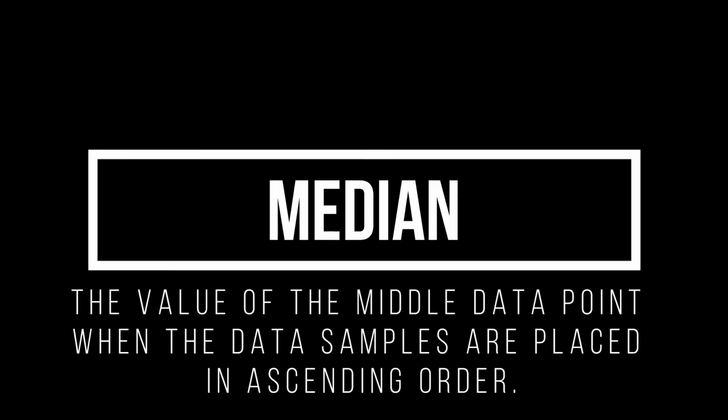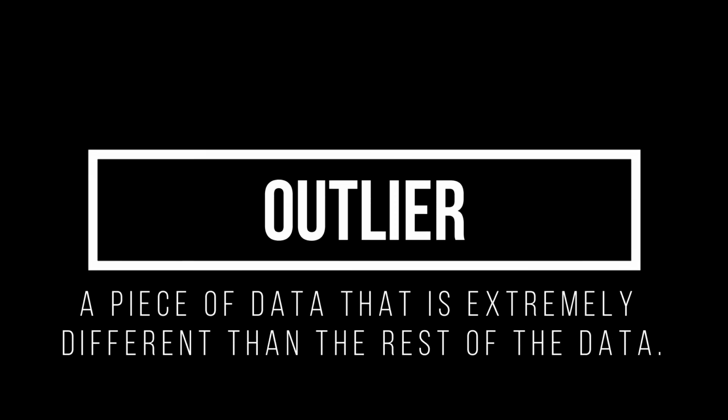This is the value of the middle data point when the data samples are placed in ascending order. So we get whatever data sample, we put all of them in order from least to greatest, ascending order, and then we find the one in the middle. That is the median. Next word is outlier.